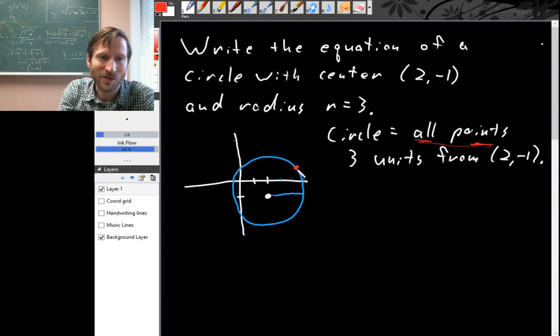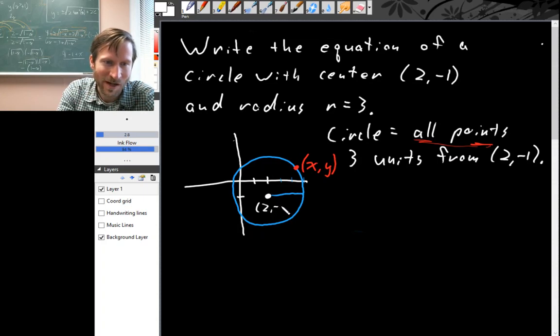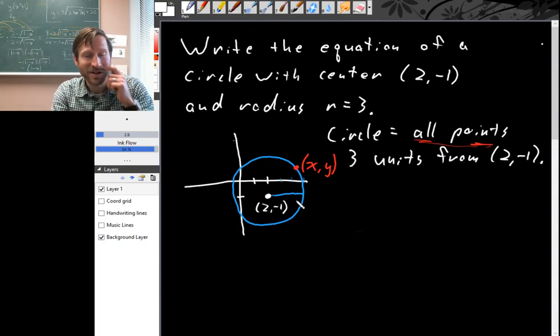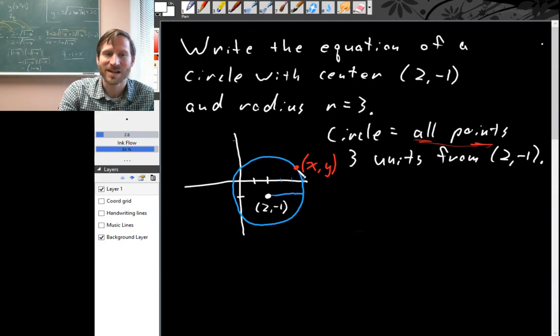So here's one of those points, but this point really needs to represent any point on the circle, so we can't write numbers for its coordinates. Instead, let's write x, y. Because if we use variables for the coordinates of this point, it can represent any point. Remember that the center of this circle is (2, -1). So let's write down an equation that says that our point (x, y) is 3 units from (2, -1).